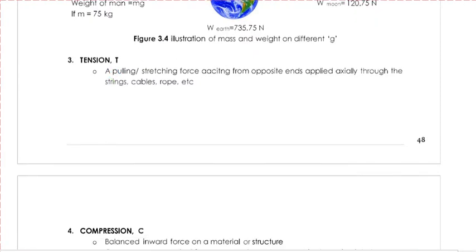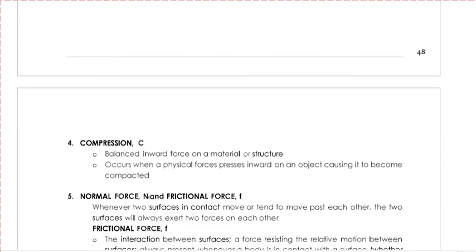Next, we have your compression force. So balance inward force on a material or structure. It occurs when a physical force presses inward on an object, causing it to become compacted. So, ari ang compression, medyo kasupak siya sang tension. Ang tension kapag wa ang compression kapasulod ng force. So that is compression and tension.